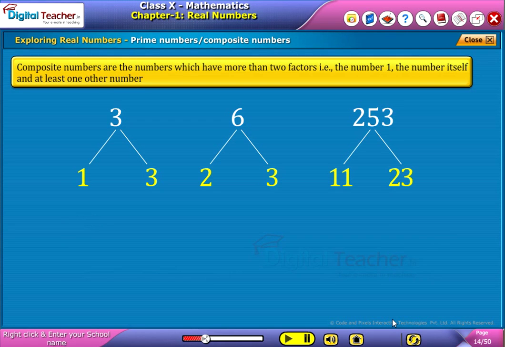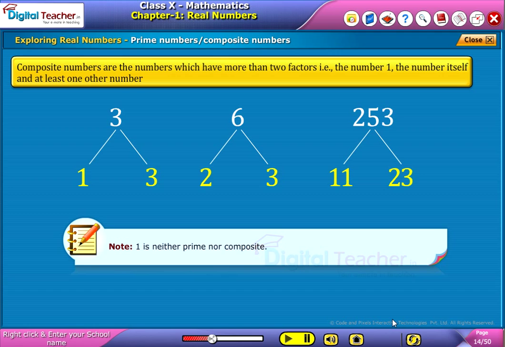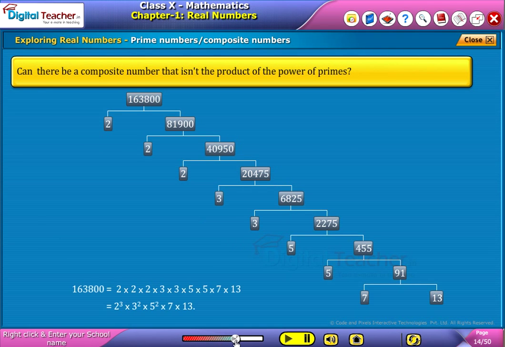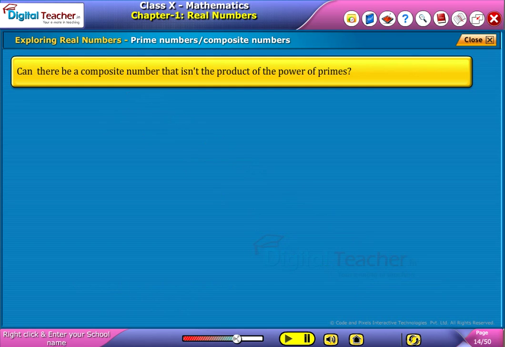We know that all natural numbers except 1 can be written as a product of their prime factors. For example, let us go through some of the numbers. Say 3 is equal to 1 into 3. 6 can be written as 2 into 3. 253 can be written as 11 into 23, and so on. But here 1 is neither a composite nor a prime, as shown. Let us try with another number.